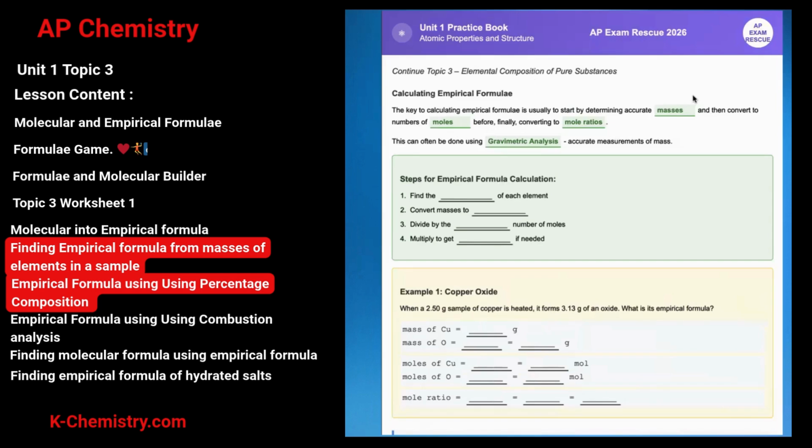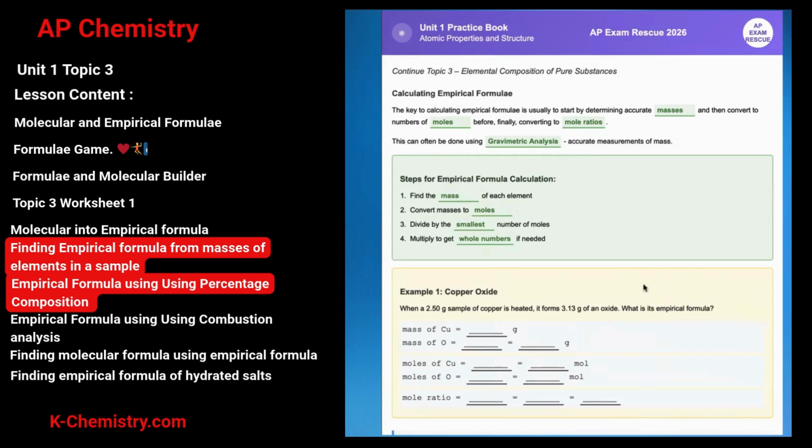Let's try some more examples from our practice book. Find the mass of each element. This is the first step. Convert it into moles by dividing the mass by the molar mass. Then divide by the smallest number of moles to get the ratio of whole numbers. So, for example, I have copper and oxygen inside the copper oxide compound. What is the empirical formula?